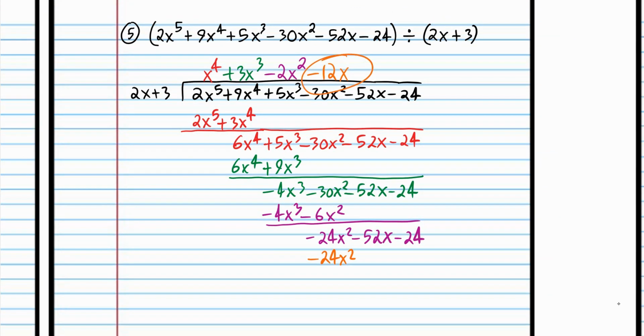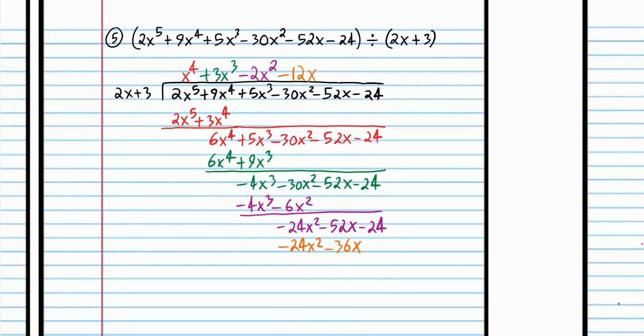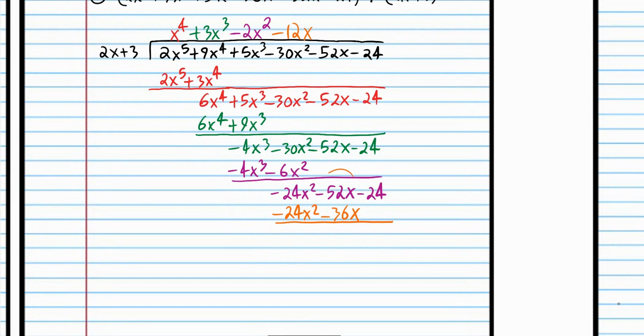But we have to multiply negative 12x times the entire divisor using the distribution property. So we have to multiply negative 12x times 3 also. Negative 36x is what we get. That was step 2. Now we move on to step 3. We subtract. Be careful, again, we have a double negative here. That's going to be negative 16x, and negative 24 minus nothing is negative 24.